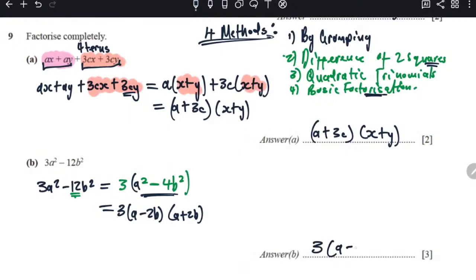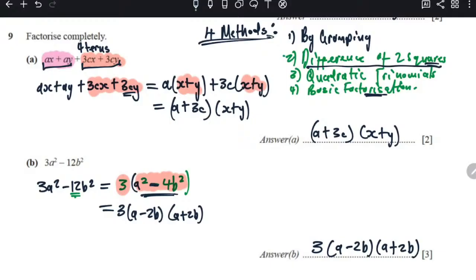So you would say 3 multiplying a minus 2b multiplying a plus 2b. So remember, after you factor out, always look inside your bracket to see if you are done. Here you are not done, Millicent. There is an a squared. That's a square number. 4 is a square number. B squared is a square number. And they are subtracting. So it falls into the difference of two squares.